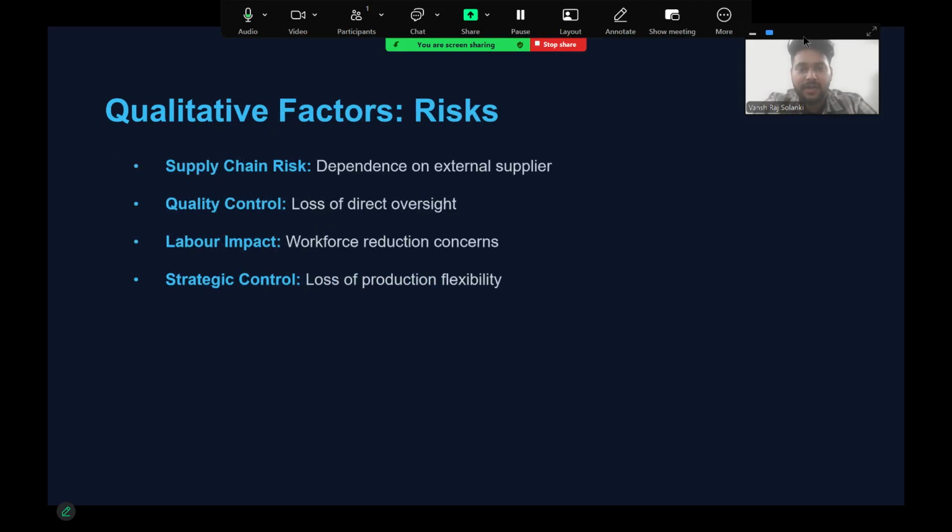Qualitative factors or risks. Supply chain risk: dependence on external suppliers. It is very obvious that if we outsource it, we'll have to be dependent upon the supplier. He will decide how much and when to give. Quality control: loss of direct oversight. You will get to see the quality of the product when you get it in your own hand, but while the product is being manufactured from the very basic stage, you won't be able to see the quality control. Labor impact: workforce reduction concerns. We will have to reduce a lot of workforce from our company. And strategic control: loss of production flexibility.